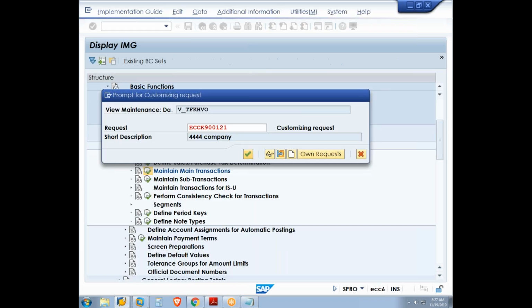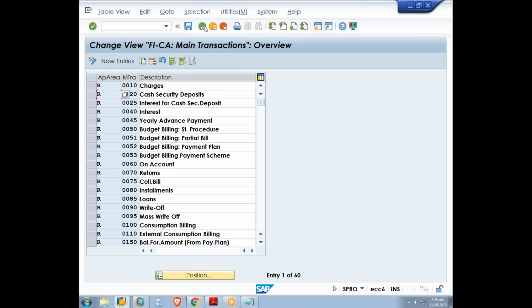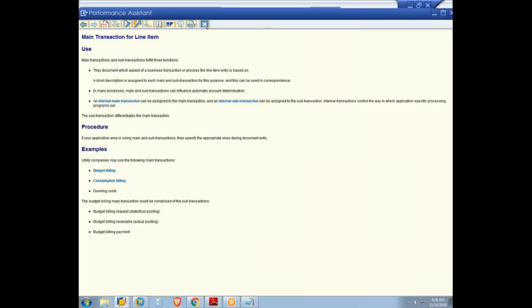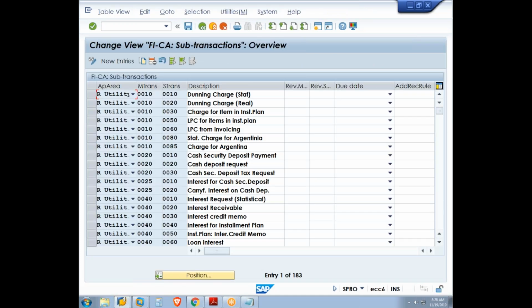Now, this is a definition of the reason why you are preparing the FICA document. But in the FICA document, you are posting some charges. So what are the charges you can post under a document? They will become the sub transactions. So now we'll go to define sub transactions. For every main transaction SAP has given, they have also given sub transactions. For example, 20 is for security deposit.